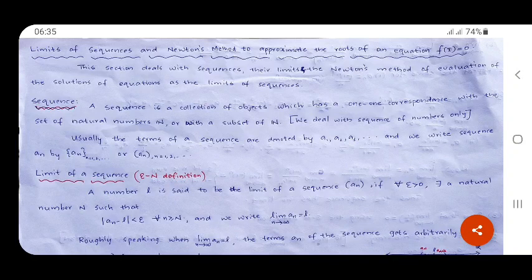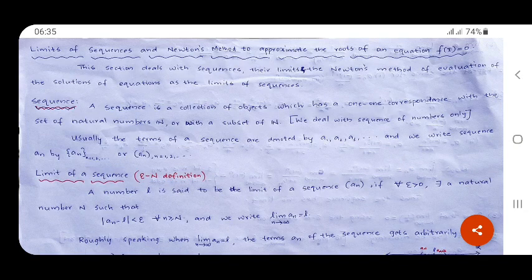So we begin with what a sequence and its limit is, and then we define Newton's method. So, definition of a sequence. A sequence is a collection of objects which has a one-one correspondence with the set of natural numbers, capital N, or with a subset of N. So when it is a one-one correspondence with the set of natural numbers, it is an infinite sequence. Otherwise, it's a finite sequence.